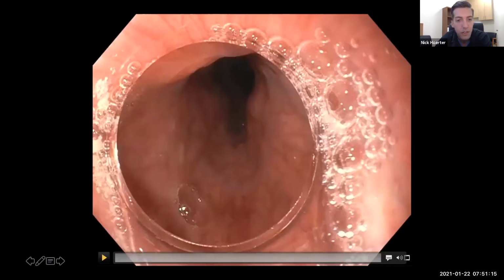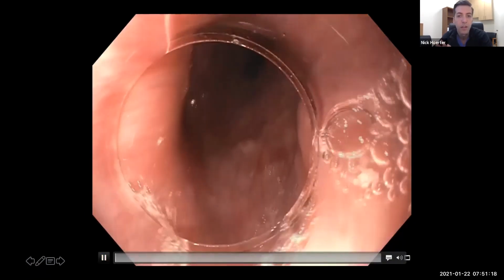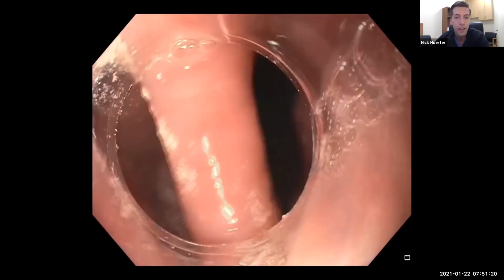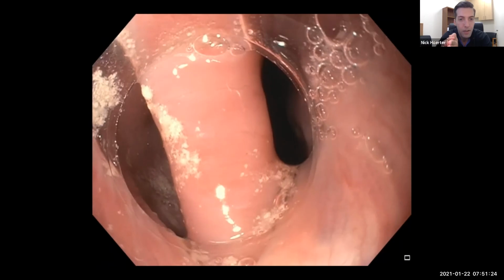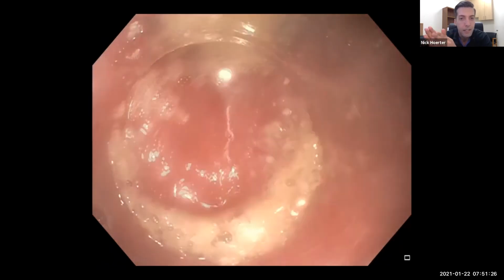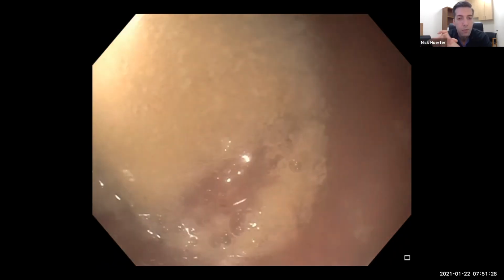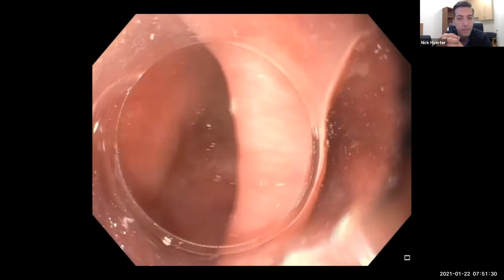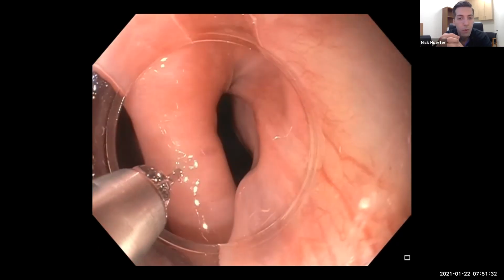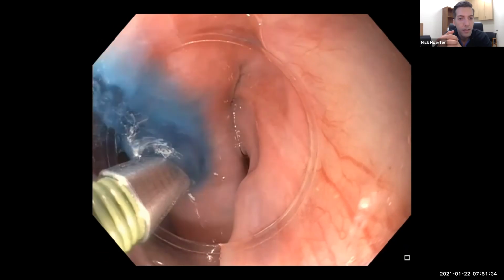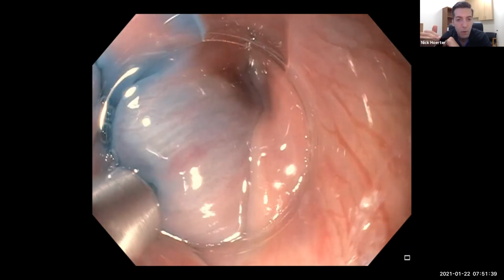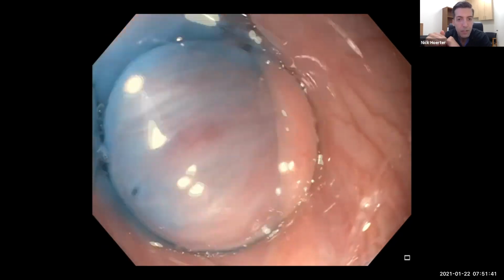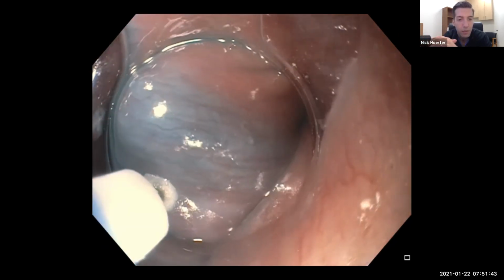So we're gonna watch a video here. Just to orient everyone, the esophagus is on the right, the septum is in the middle, what we're looking at right now. And then this is the Zenker's with some food particles in there. So again, what we're gonna do is try to enter this septum, perform a myotomy of the cricopharyngeal muscle, and that'll relieve the symptoms of the Zenker's.